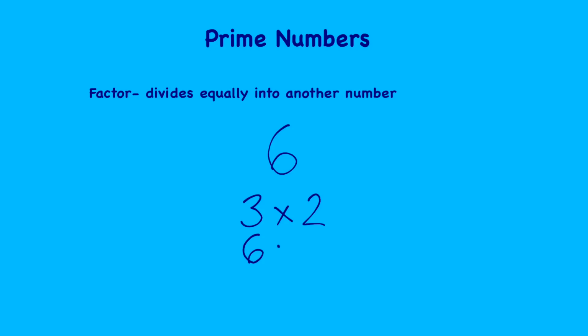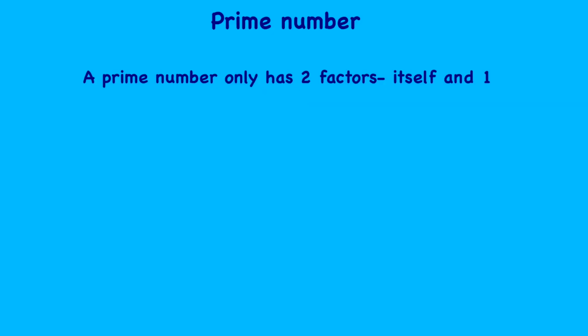Now, going with that is the number 1 because 6 times 1 is 6. So in this instance we can say the factors of 6 are 1, 2, 3 and 6. The number 6 has 4 factors because these 4 numbers all divide equally into 6. So what's a prime number? A prime number only has 2 factors, itself and 1.